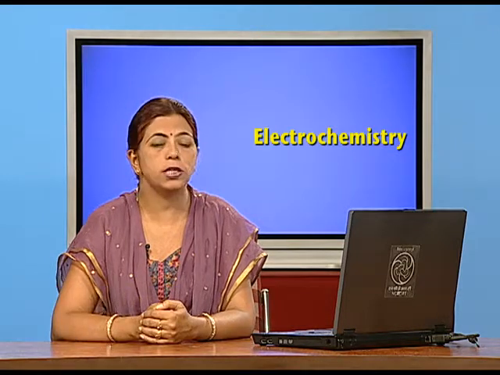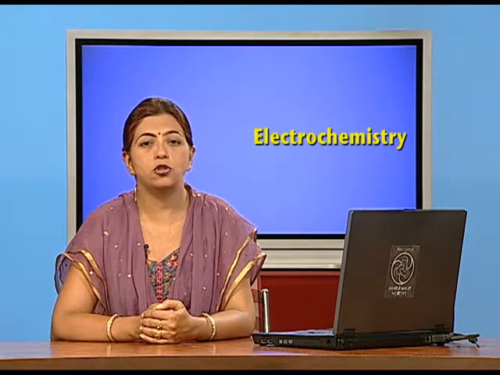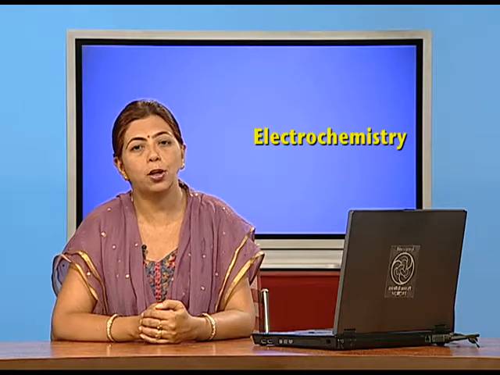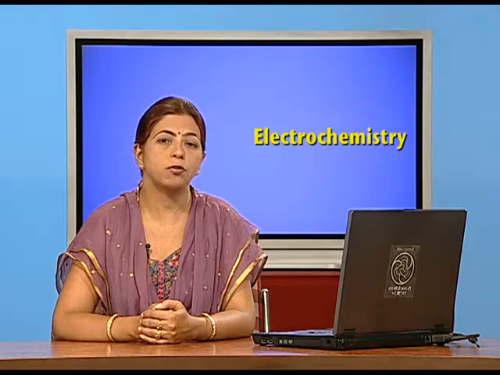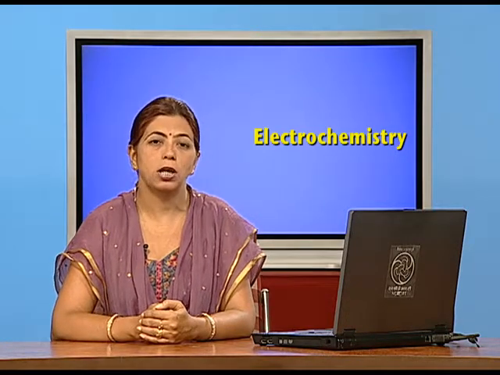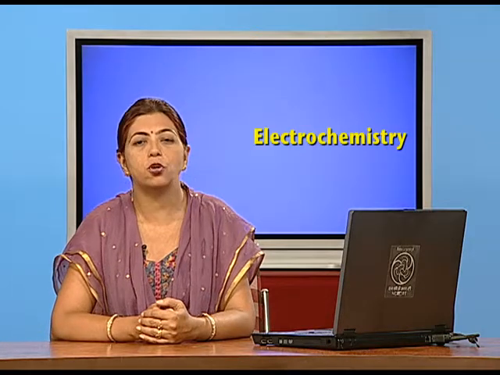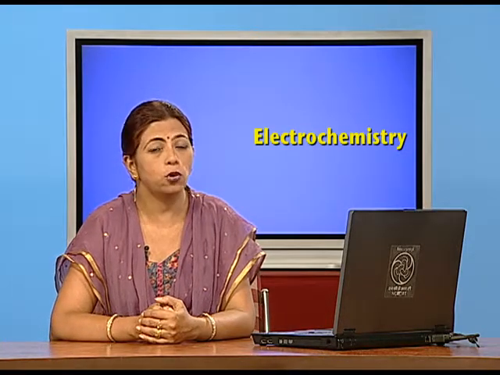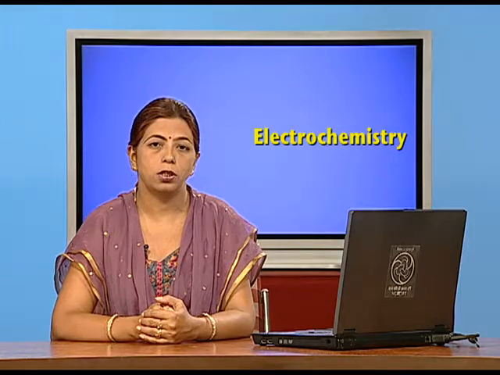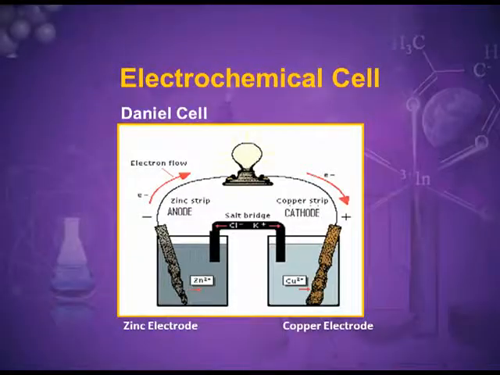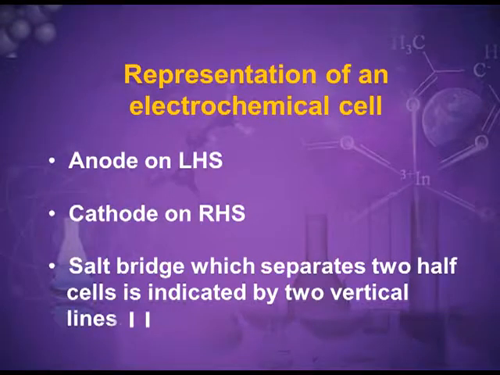Now today I am telling you how to represent a cell, so that without seeing the beakers, without seeing the two half cells, you will know which half cell will undergo oxidation and which half cell will undergo reduction, which is anode and which is cathode. Let me tell you the representation of an electrochemical cell. Anode is on the left hand side and cathode is on the right hand side.